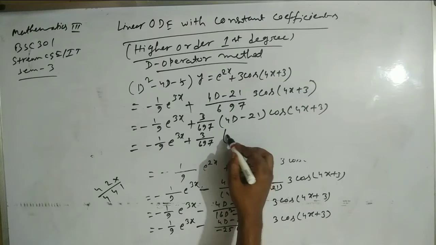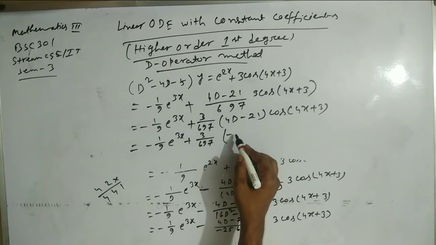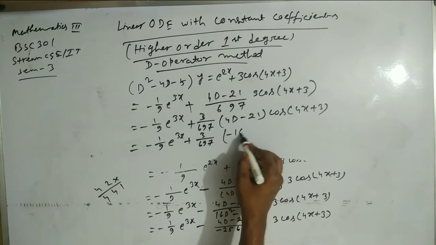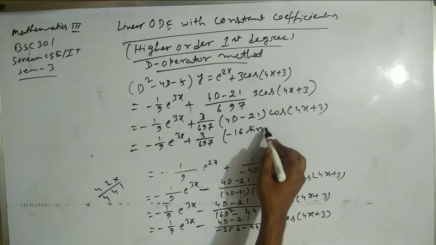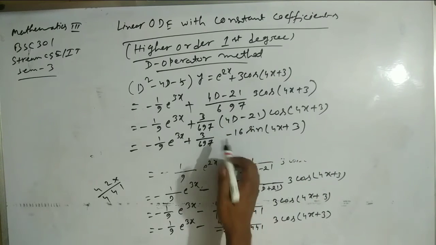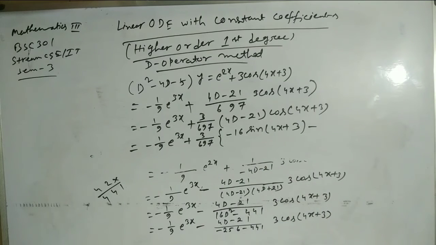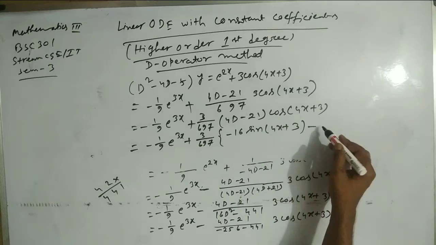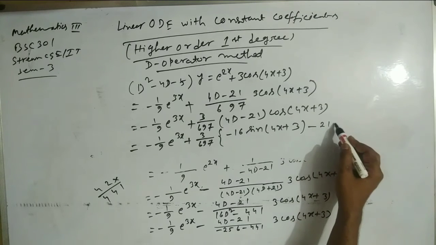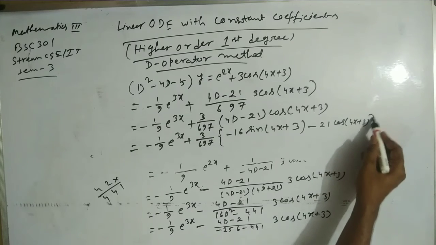So this will be minus 4 sin, so 4 and 4 has been multiplied, it will be 16 sin 4x plus 3. Okay, and minus 21 operating on cos 4x plus 3 means 21 is multiplied by this function, so this will be 21 cos 4x plus 3.